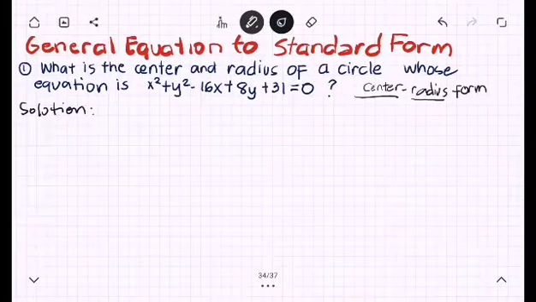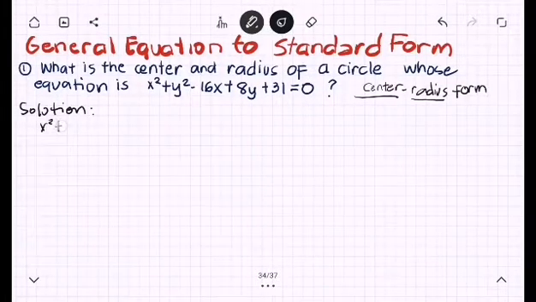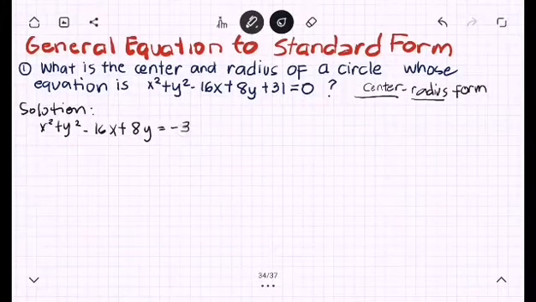Okay, so ang unang step, doon sa given natin, so ang ating constant term ay 31. So itatranspose muna natin siya doon sa right side ng equation. So we'll have x squared plus y squared minus 16x plus 8y equals to negative 31.